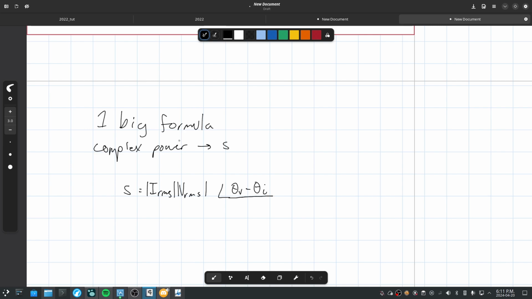How do you find S? It's right here. This is complex power. So complex power is the magnitude of I RMS times the magnitude of V RMS, with an angle of the voltage angle minus the current angle.